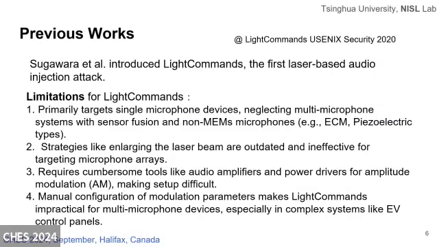So here is the previous work, called Light Commands, which introduced the first laser-based audio injection attack, which can convert audio commands into light signals to trigger voice control devices. However, it mainly triggers the single microphone ones, as I mentioned, and overlooks multiple microphone voice control devices with sensor fusion technology as well as non-MEMS microphone types, including the electret condenser microphone.